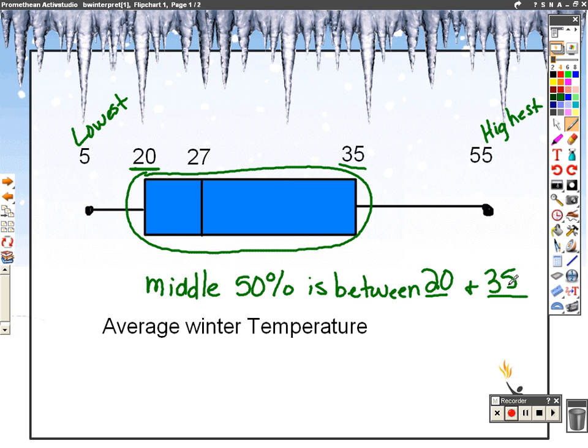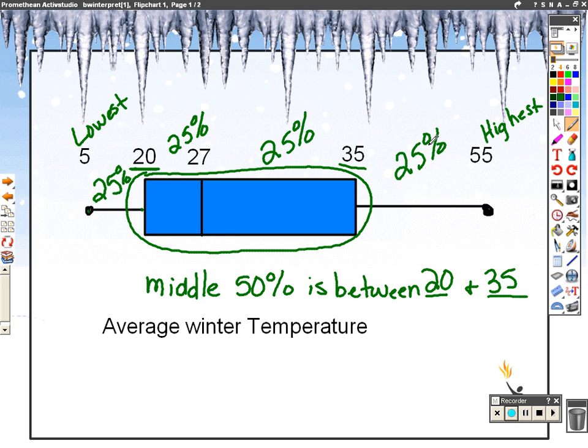And so let me back up a bit. A box and whiskers is based on quartiles. You have an upper quartile, a lower quartile, your median. Quartile sounds like the word quarter, and we know there are 4 quarters in a dollar, and if we did percent, that would be 25, because 0.25 as a decimal turns into 25%. So from 5 to 20 is 25%. From 20 to 27 is 25% of the data. From 27 to 35 is 25% of the data. And from 35 to 55 is 25% of the data.